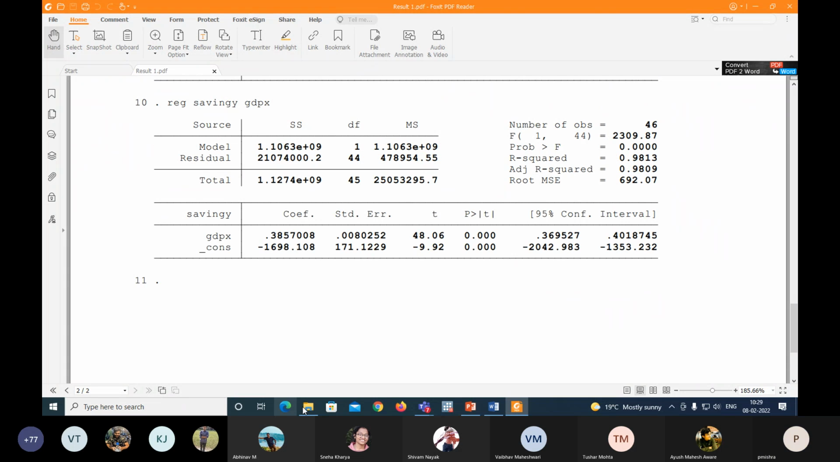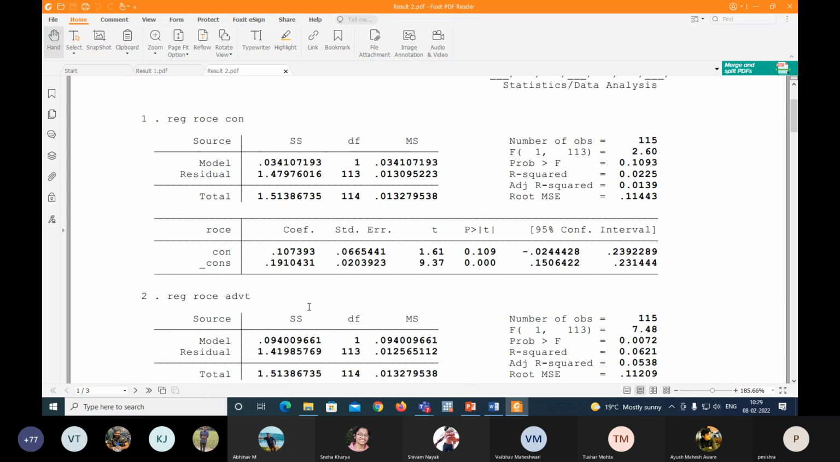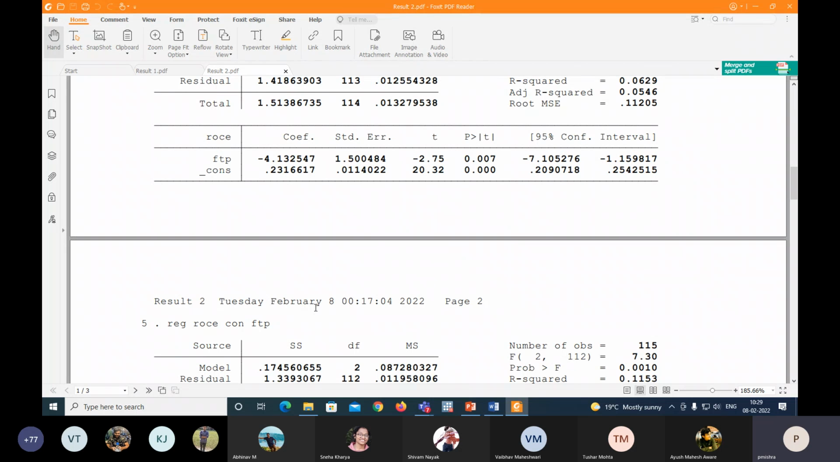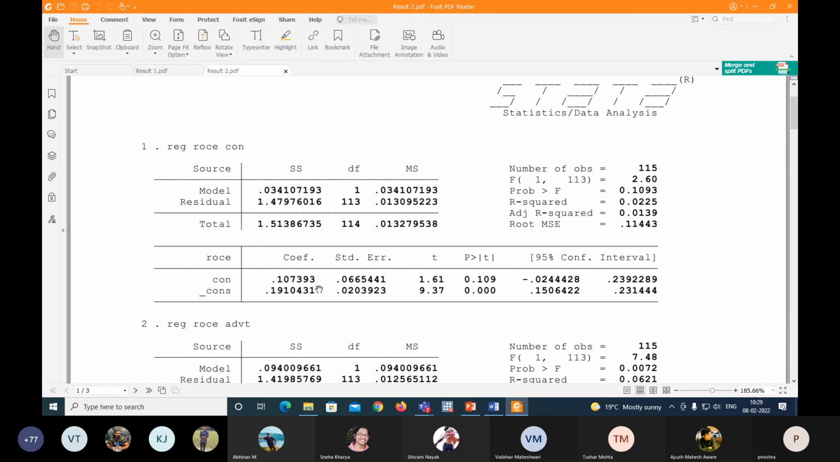Now, let us go to result sheet 2. There are a few alternative models. You know the variables. Already we have discussed them in earlier classes. I would just suggest you go through these results and then we'll start the discussion on this.